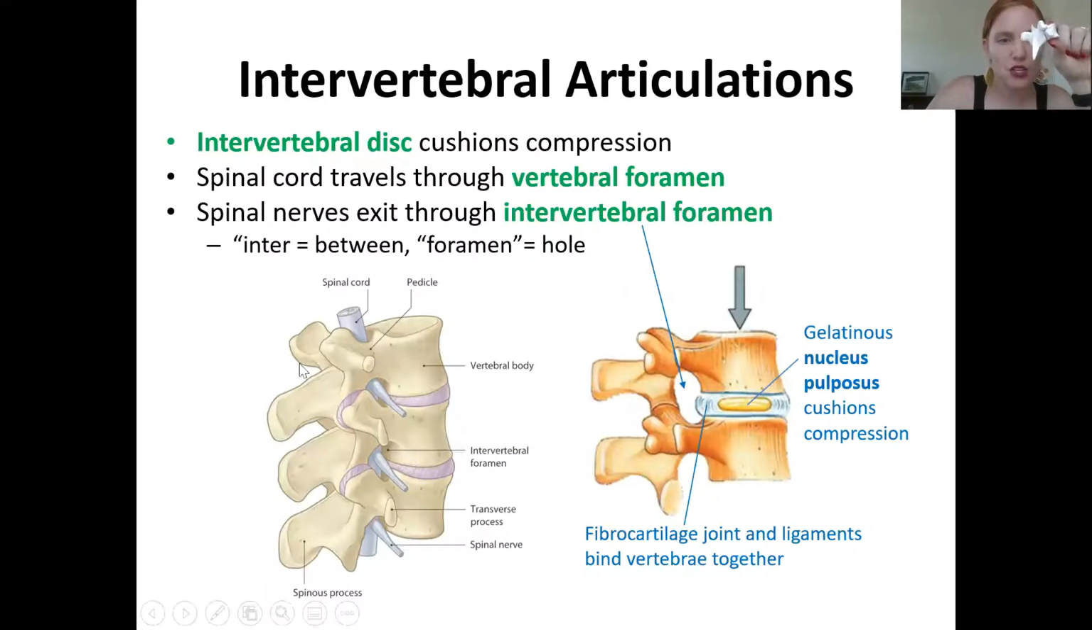So when they all stack up on top of each other, they stack nice and neatly so that they are all in the same kind of plane. Running down the middle, that creates a cavity, and that cavity is the vertebral cavity. And in the vertebral cavity, that's where your spinal cord is going to run.